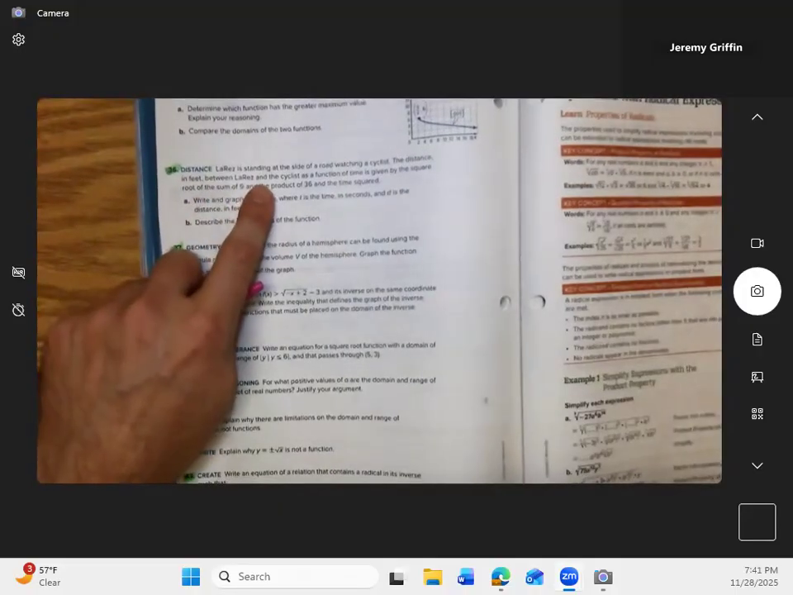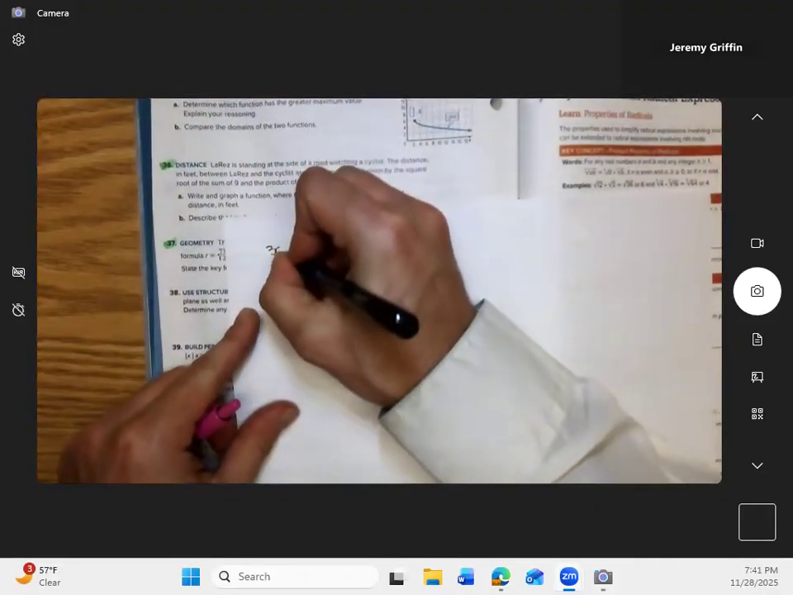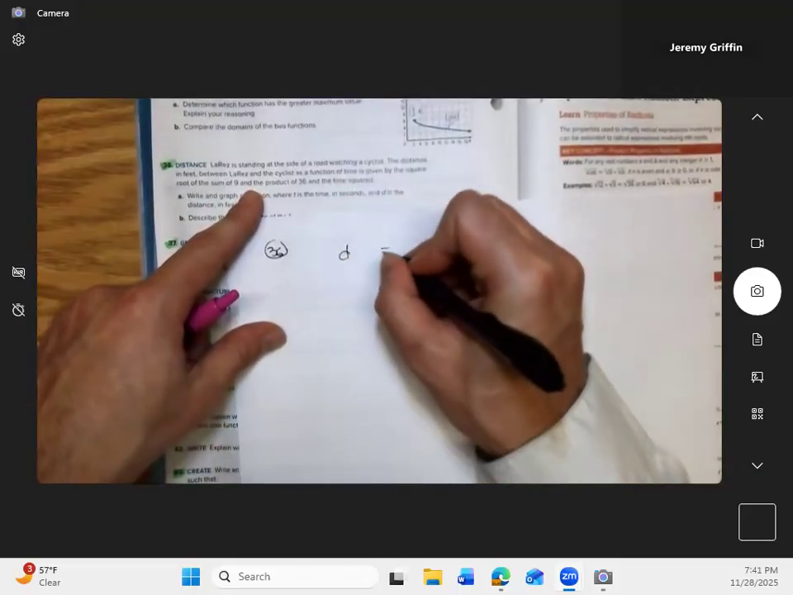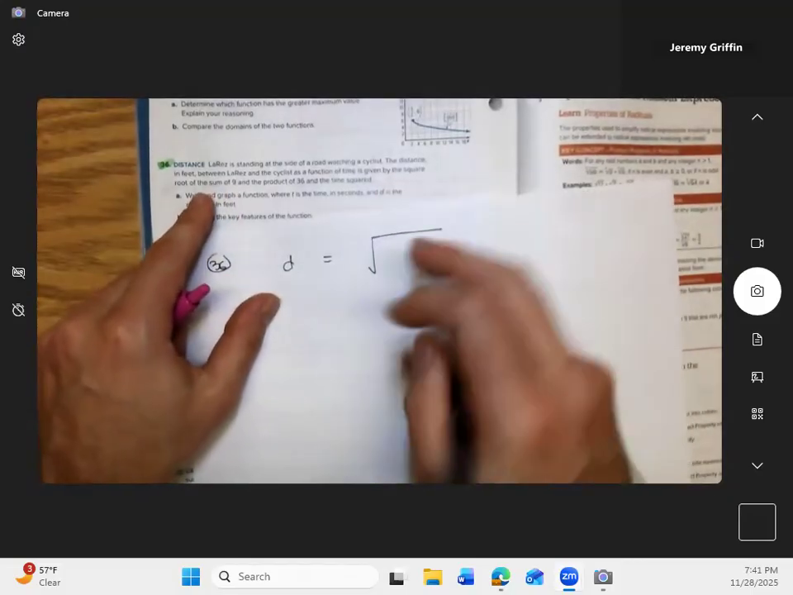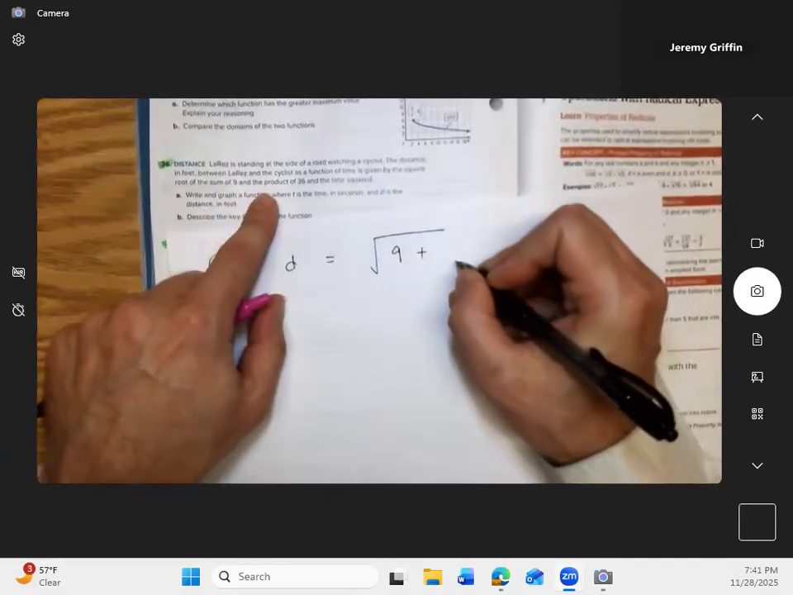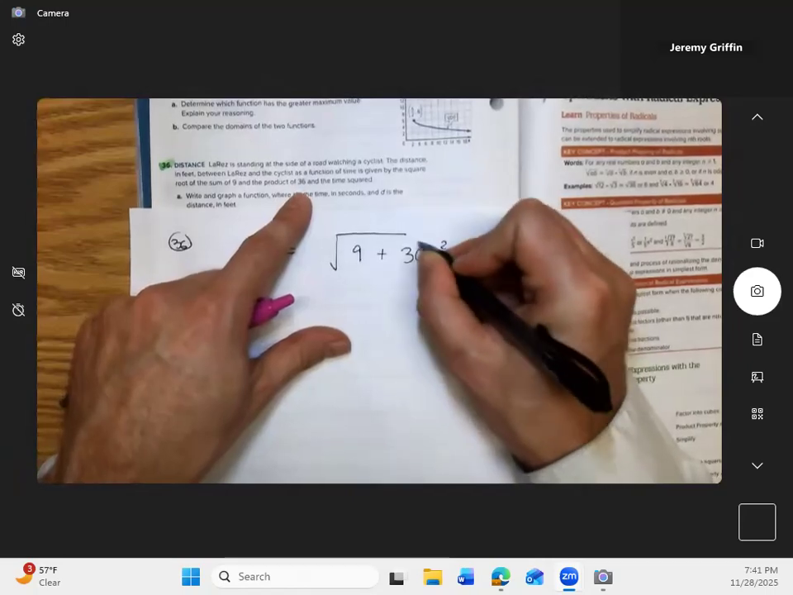All right, a few more here. We've got La Riz standing at the side of a road watching a cyclist. The distance in feet between La Riz and the cyclist as a function of time is given by the square root of the sum of 9 and the product of 36 and the time squared. So the distance, I'll say d, in feet, is given as a function.